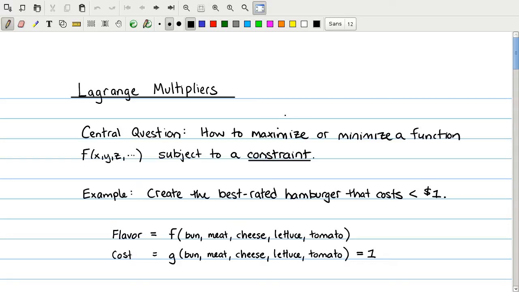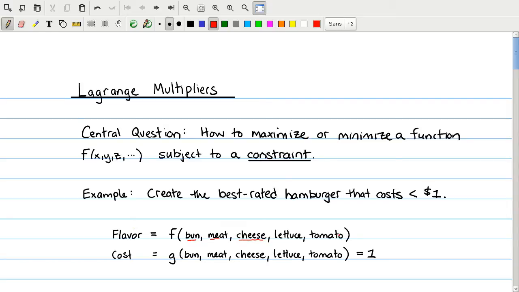So you could construct a function whose independent variables are things like the bun, the meat, the cheese, and the different ingredients, or perhaps some measure of the quality of each of these ingredients. That gives you a kind of recipe, and then you measure the flavor of the resulting product. And your goal would then be to maximize this function.